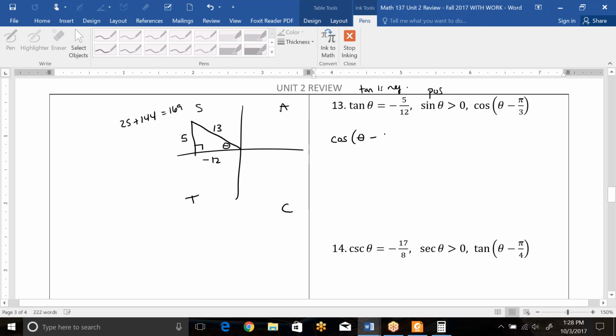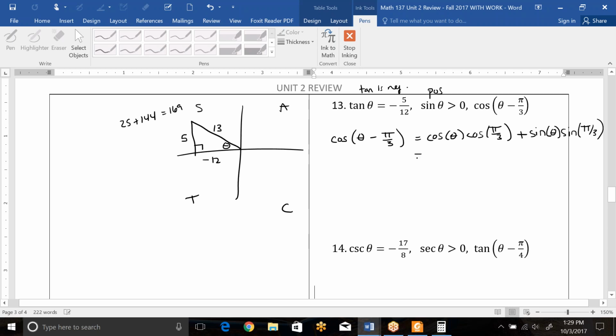So then we've got to do the cosine subtraction formula. So cosine of theta minus pi over 3 is, remember, antisocial and disagreeable. So cosines are going to stick together like glue. Disagreeable means we're going to change the sign in between them. And the signs are sticking together.